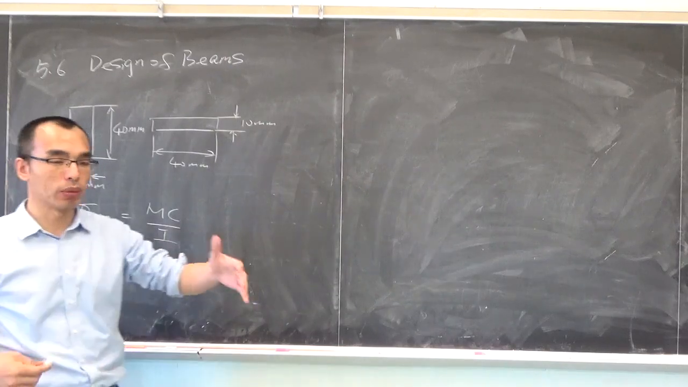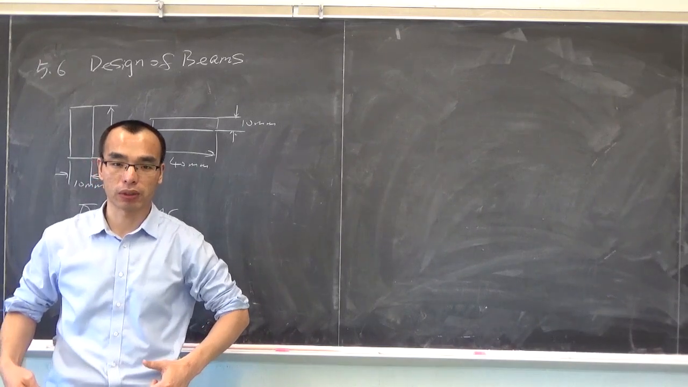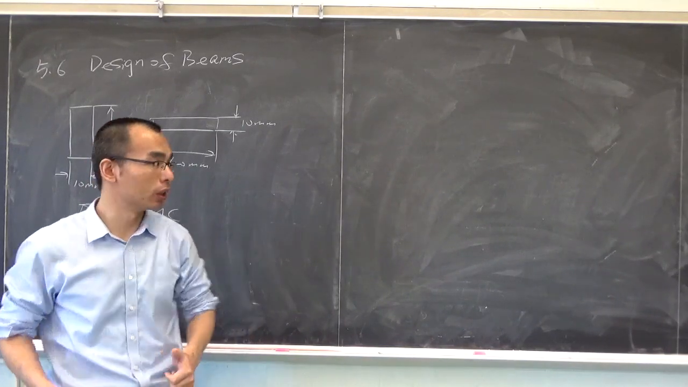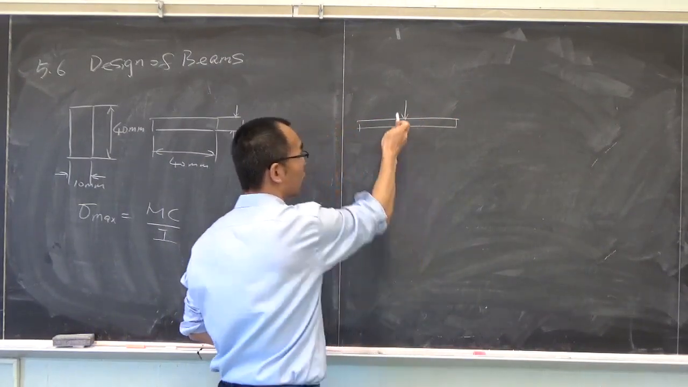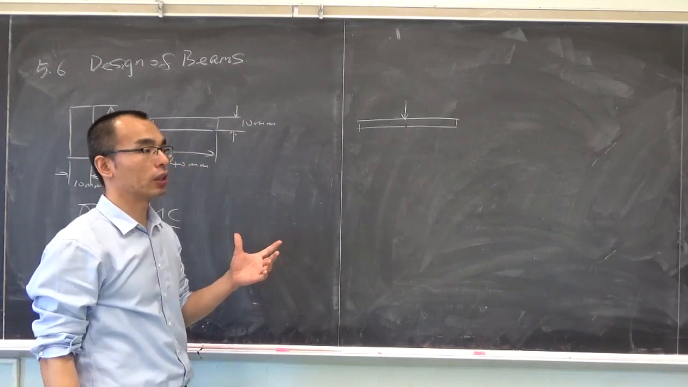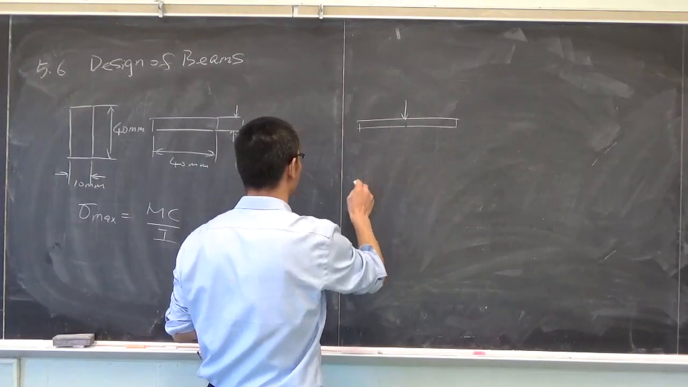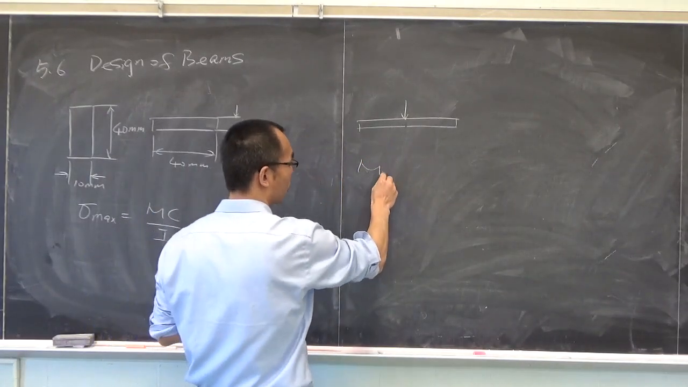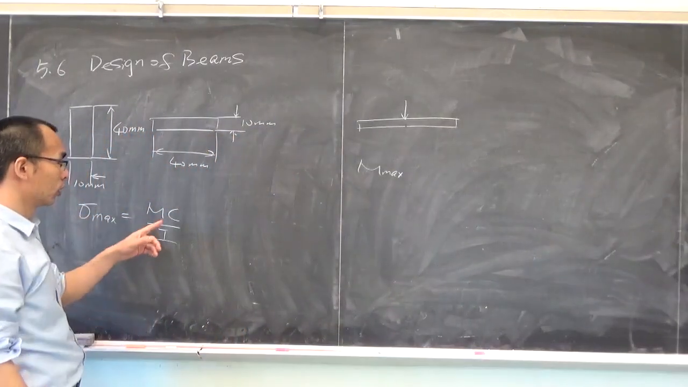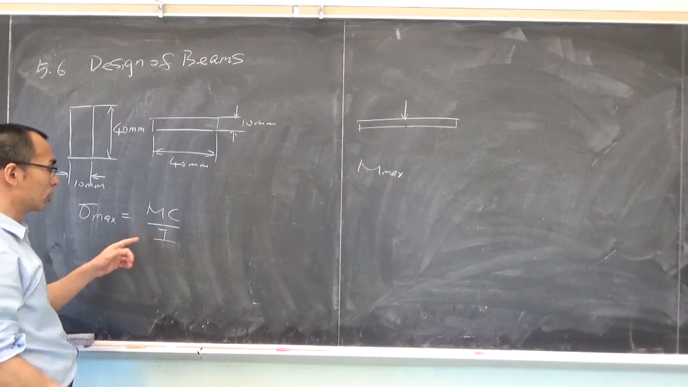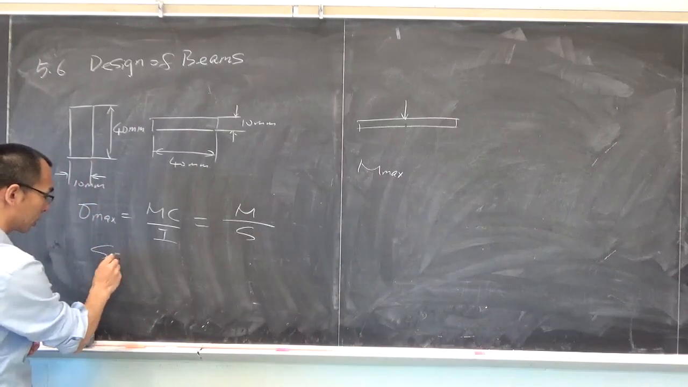When you talk about the beam, let me talk about the maximum bending moment. The maximum bending moment is always in the center. It is independent of the shape of the beam, so the maximum bending moment is a constant. Then we can rewrite this as this, where S is the sectional modulus.